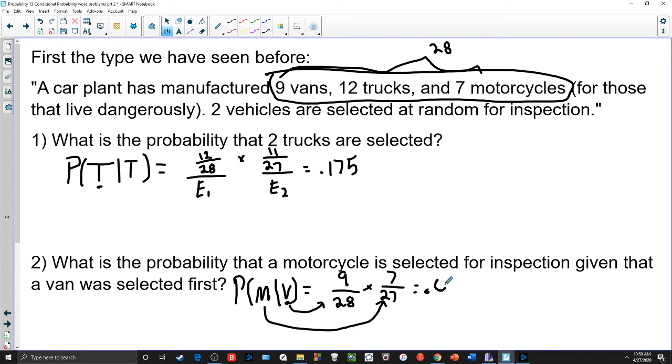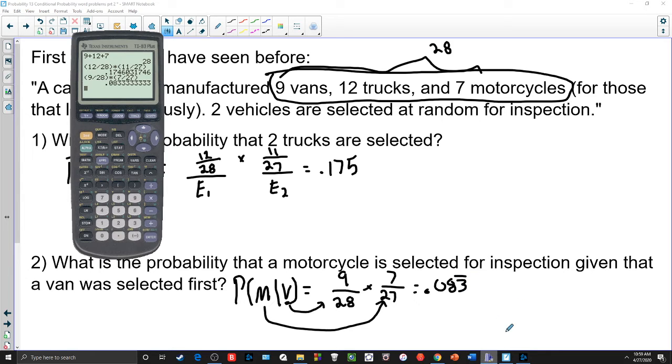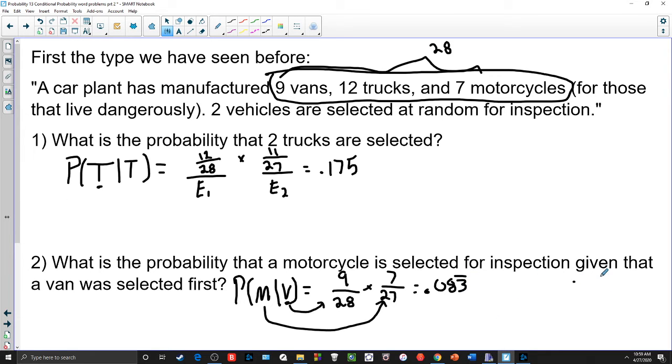So 0.083 repeating, right? Yeah. And that's the probability that we pick a motorcycle given that we picked a van first. So basically that's the probability of picking a van and then a motorcycle.